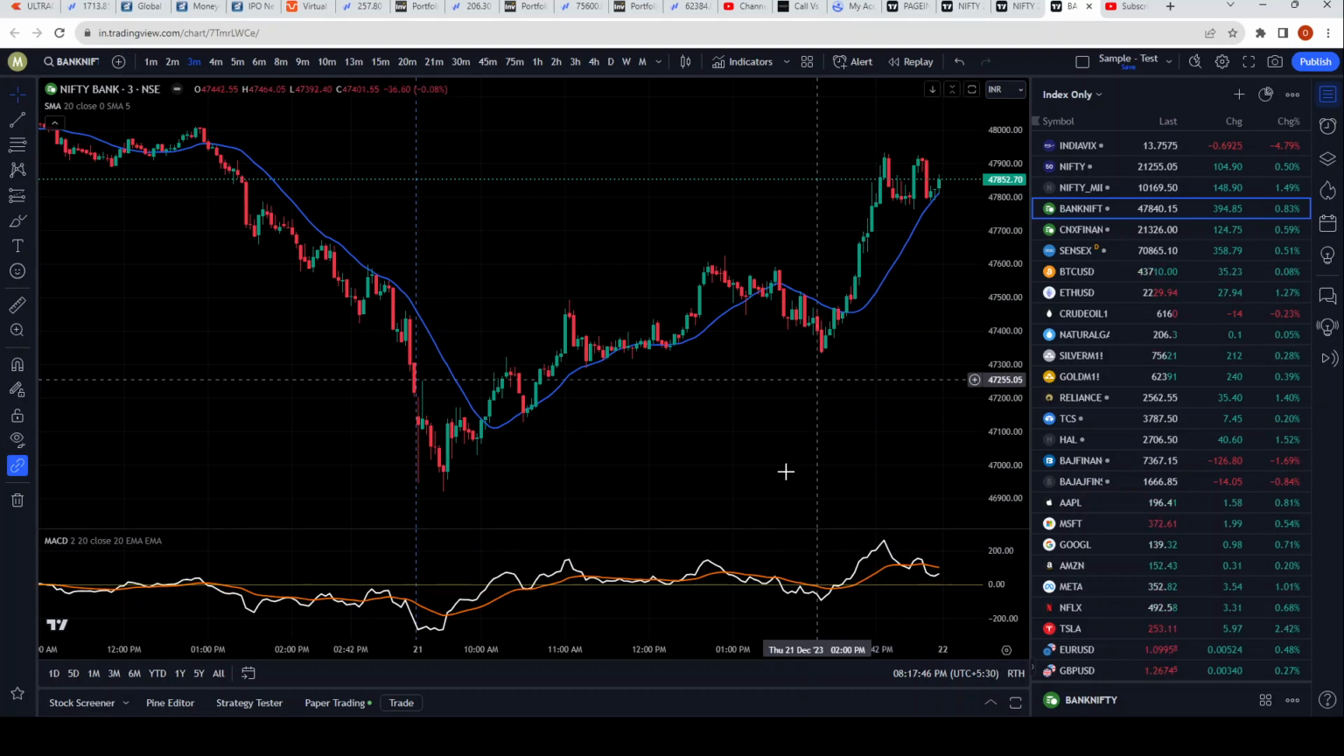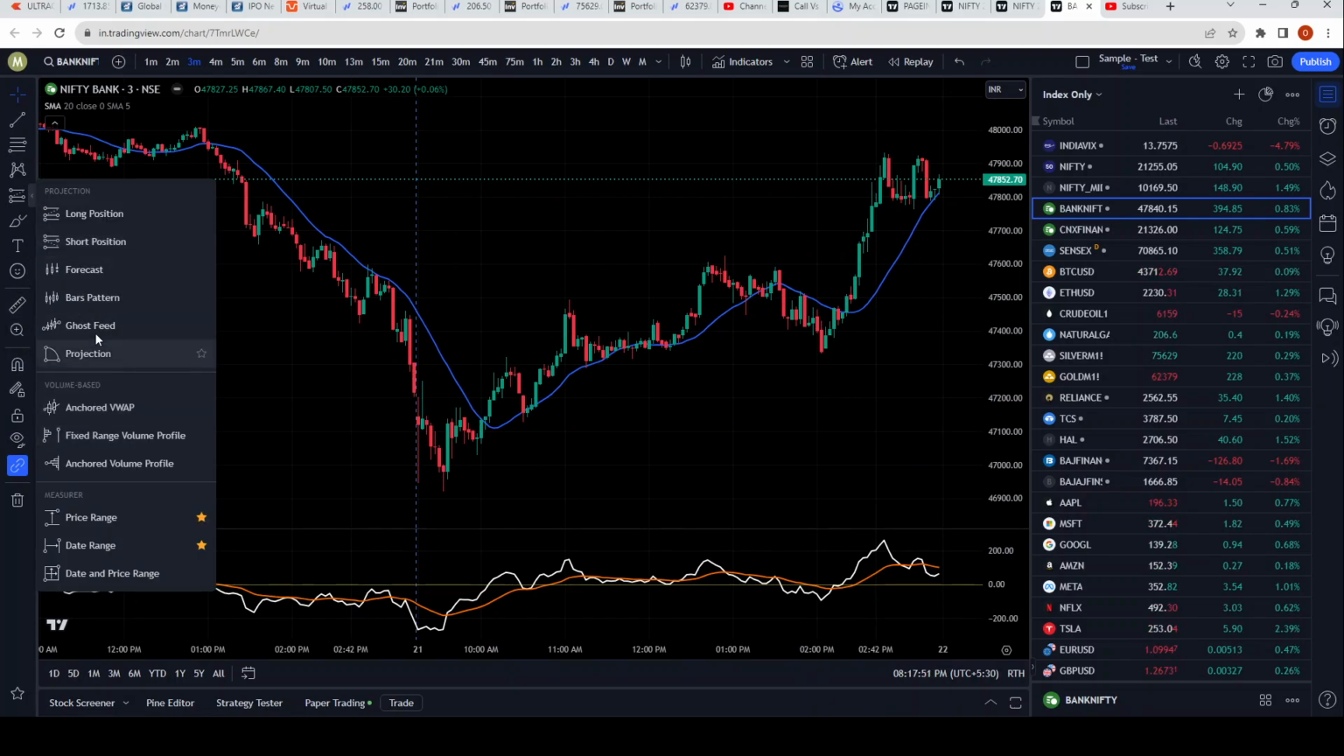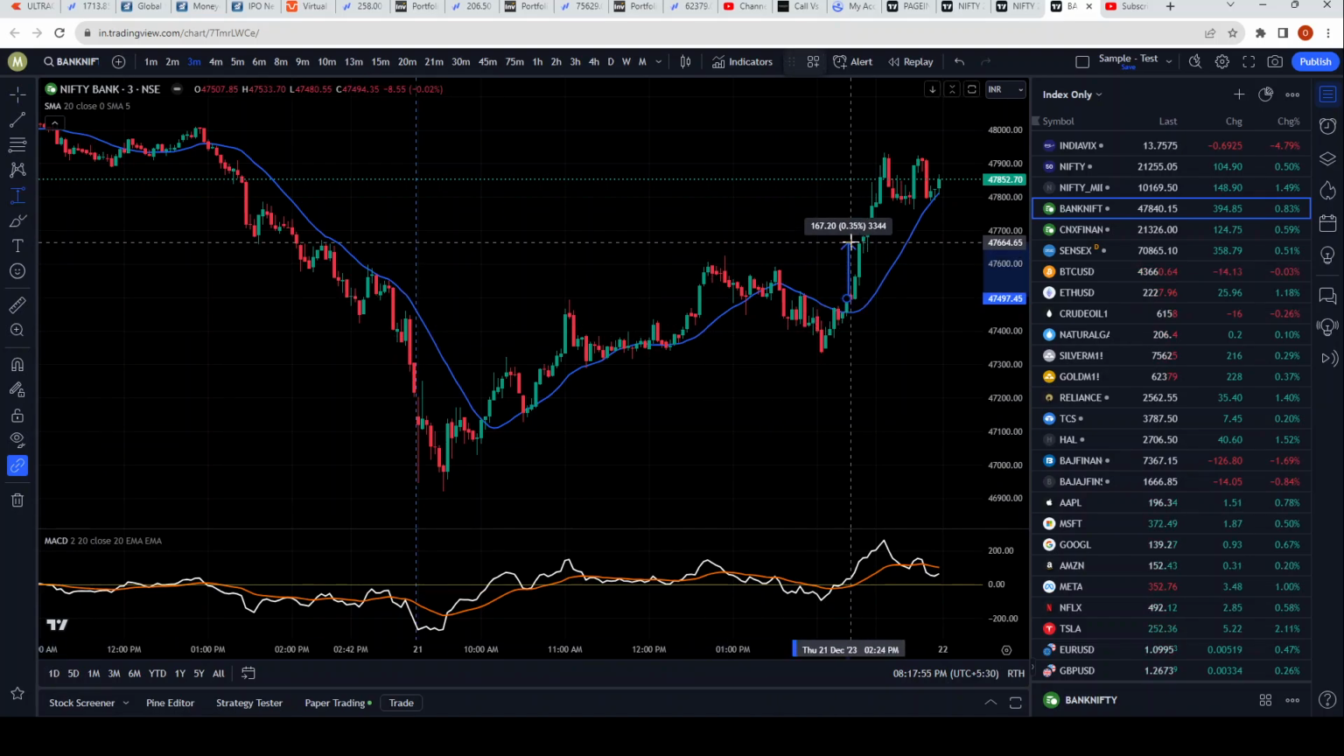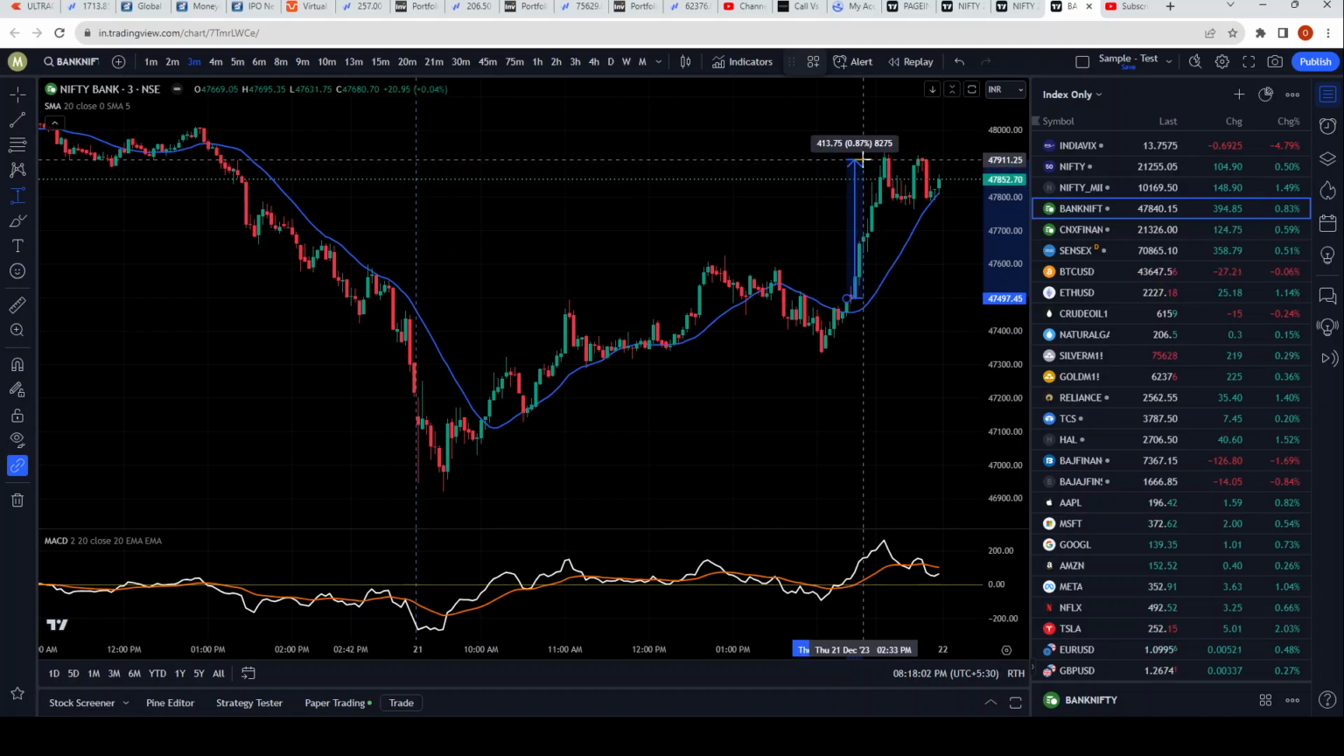So it depends on you. I mean, you would have grabbed how many points over here? Let me just check. Even if you would have exited earlier, you entered somewhere here and exited somewhere over here. That's 167 points on Bank Nifty. And if you had the guts, it could have totally given you about 400 points.